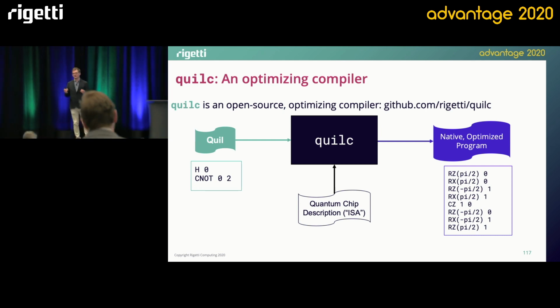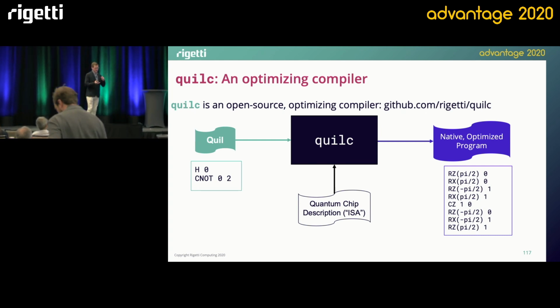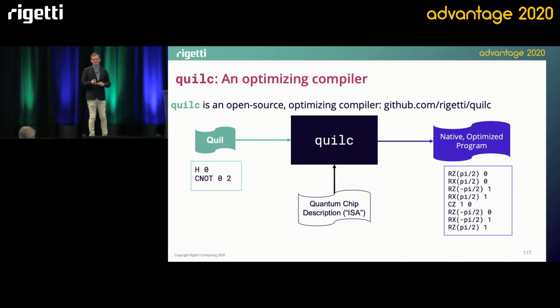What does that look like? We call it an instruction set architecture, or ISA. That's going to consist of the gates you're able to execute, how they're connected, how many qubits you have, in some cases, how good the qubits are, how good the gates are. It's a description of the machine you're compiling to. You take those 2 pieces of information, and out comes a compiled program.